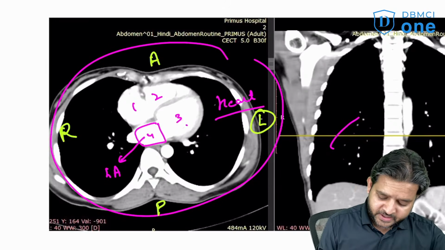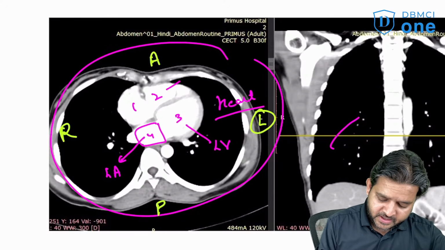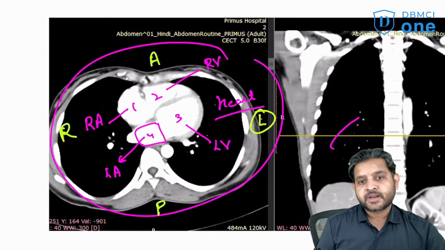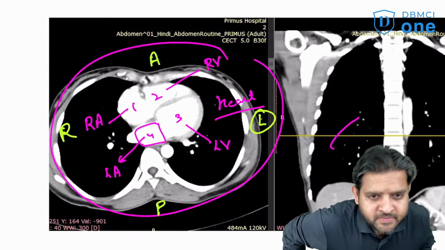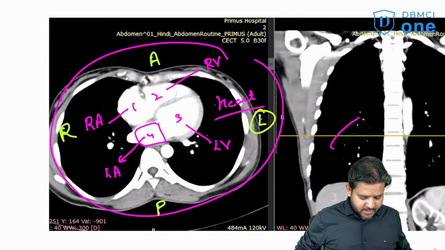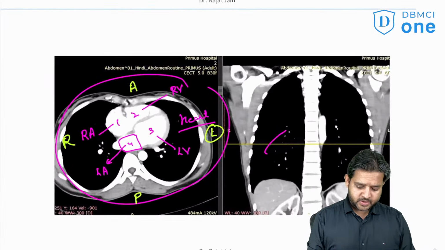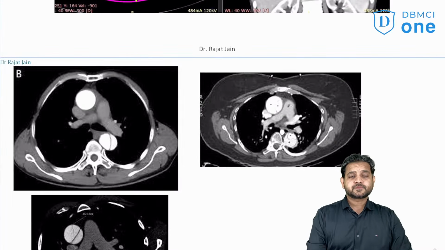Now if this is left atrium, the rest is easy. This will be left ventricle, this will be right ventricle, and this will be right atrium. So right atrium, right ventricle, left atrium, and left ventricle, these are the four chambers of the heart. Is it okay? Are you getting it? Now what do we see here?